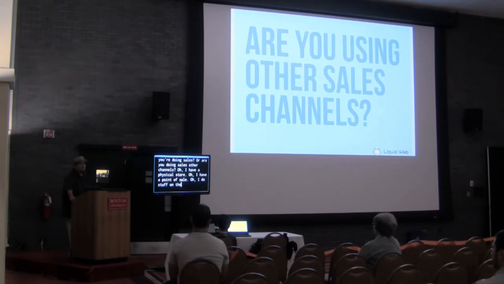You don't want to find those things out two-thirds into the project when someone else walks in the room and goes, hey, where's the mobile app interface? And you're like, what mobile app interface? Like, the site's responsive, you can look at it on a mobile device. And they're like, no, I mean the actual app. It's not in the scope. We never heard about it. So, hey, are you using other sales channels?